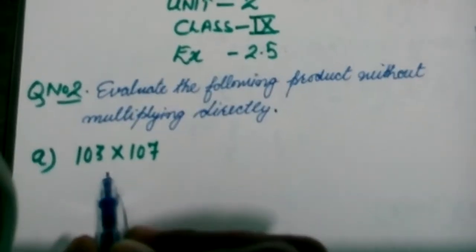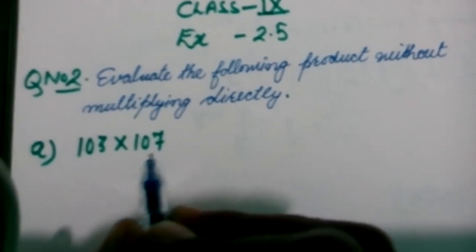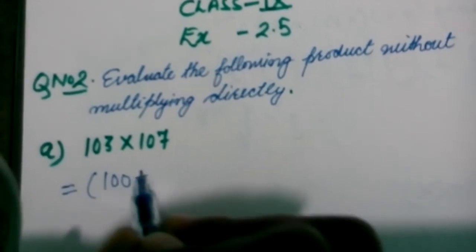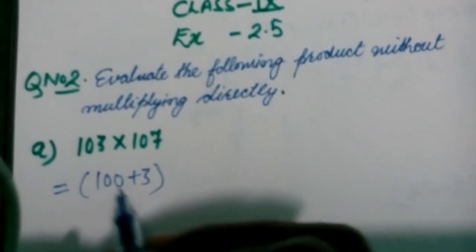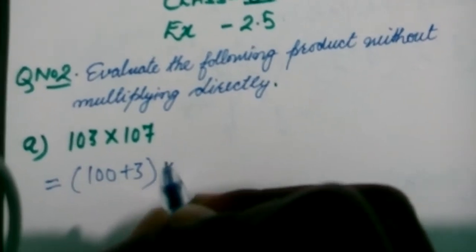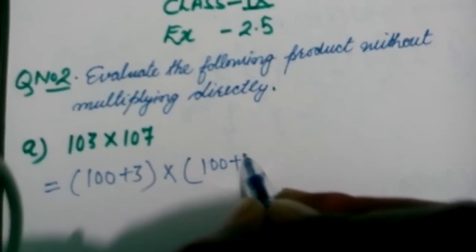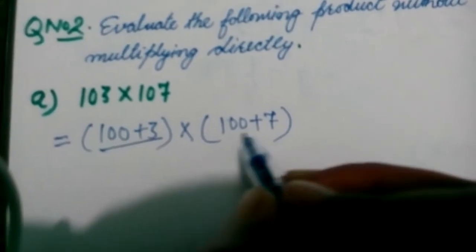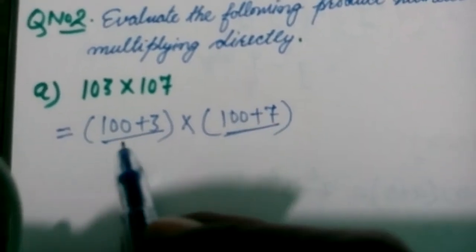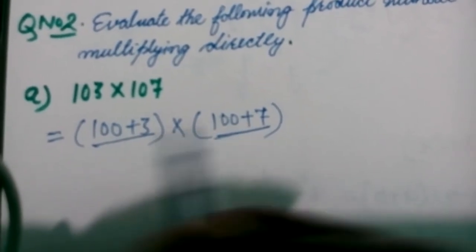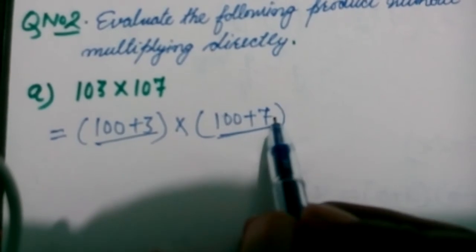Okay, so let me write this 103 as 100 plus 3. I am writing 103 as 100 plus 3 so that I can use the identity here. And I can write 107 as 100 plus 7. Can you recall the identity that can be used here? Here you can see that this first term is the same and the second terms are different.